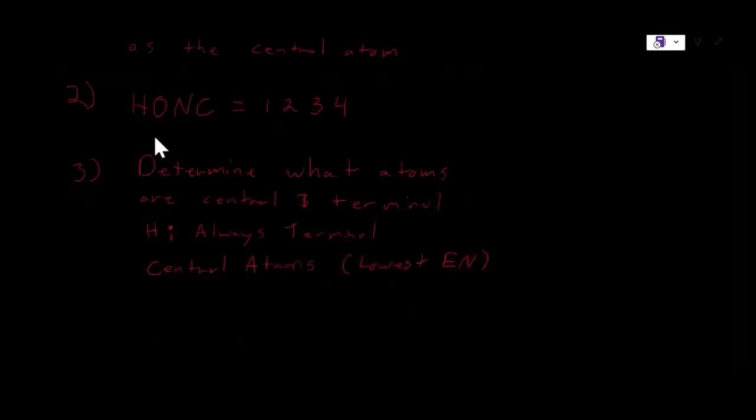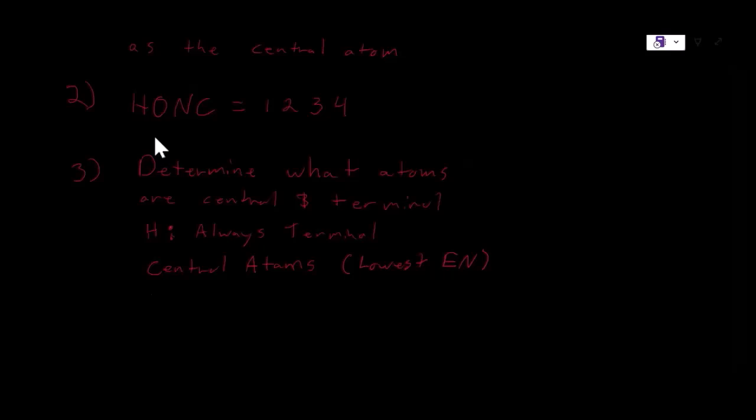A third tip would be to determine what atoms are central atoms and what atoms are terminal atoms. Hydrogen atoms are always terminal atoms because they can only form 1 bond. And the central atom is usually the atom with the lowest electronegativity. We went over this in a previous video, but I did want to add this to the tips to use when you're connecting atoms for a Lewis structure.